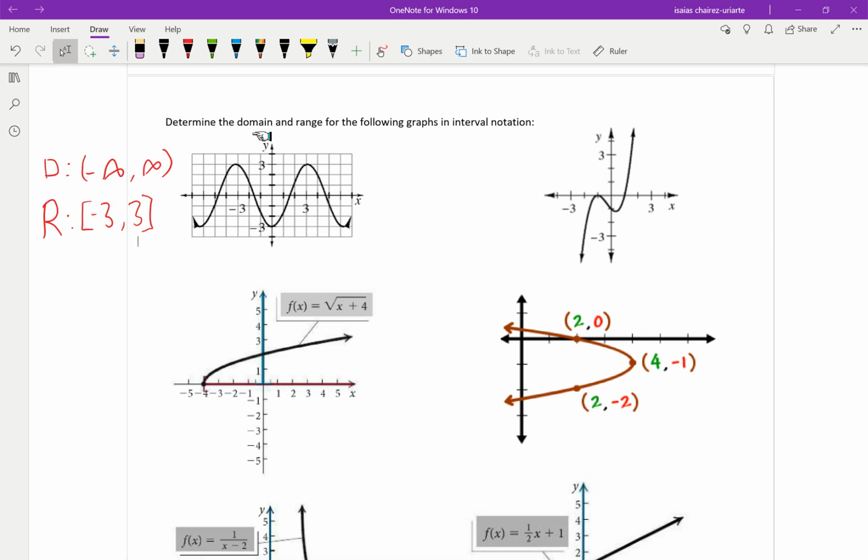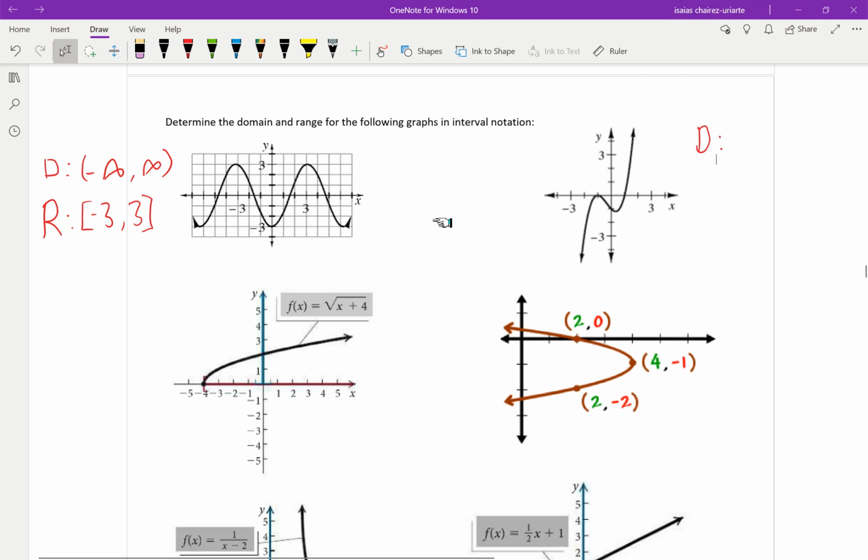Okay, let's think about the next one. Let's think about this one to the right. Let's first try to determine what the domain is. What is the domain here? How far to the left does my graph go? How far to the right does my graph go? And remember, these little arrows over here are indicating the behavior of my graph in the long term. So this graph just keeps on going sort of slightly down forever and ever, and it keeps on going to the right forever and ever.